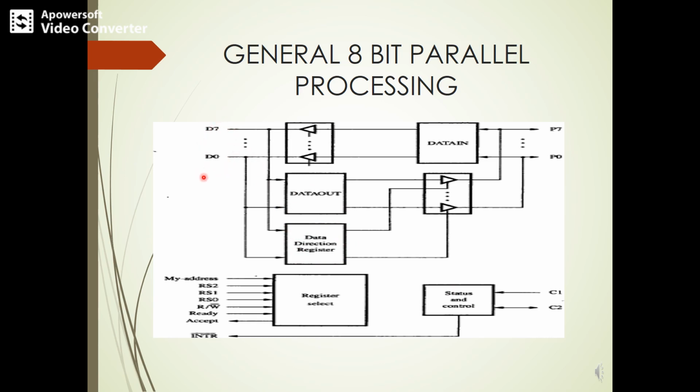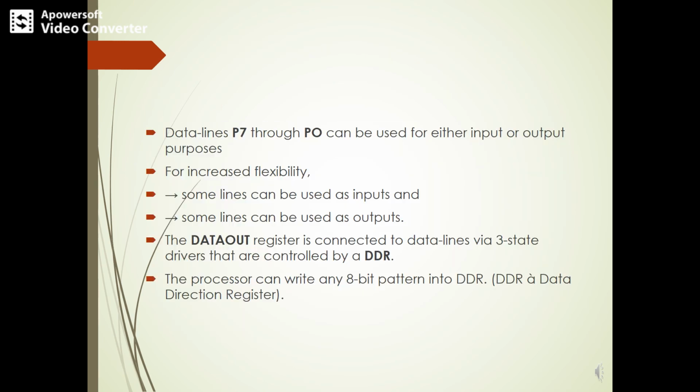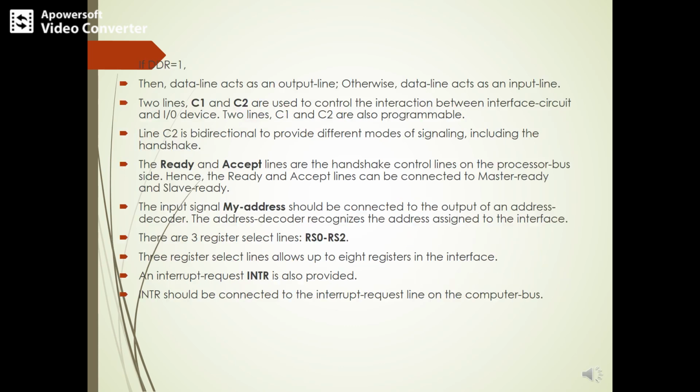This data direction register, that is DDR, specifies whether the data lines D0 to D7 will behave as input data lines or output data lines. So data lines P7 through P0 can be used for either input or output purposes. For increased flexibility, some lines can be used as inputs and some lines as outputs. The output register, called the data out register, is connected to the data lines via 3-state drivers that are controlled by DDR, the data direction register. The processor can write any 8-bit pattern into DDR.